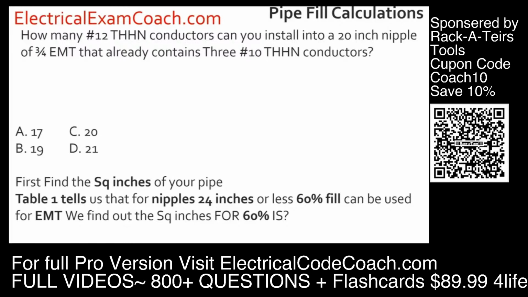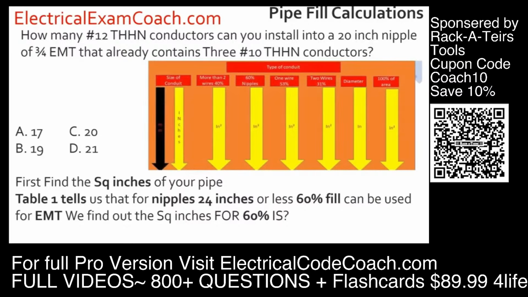So how we find out what the 60% is, we'll head to Chapter 9, Table 4. First, we will verify our type of conduit to make sure we're in the right conduit. Then we're going to start on the left-hand side and find our size of conduit. But then we need to cross over to the 60% fill because this is a nipple. And we find that it's 0.320. Now we can finish the problem like normal.